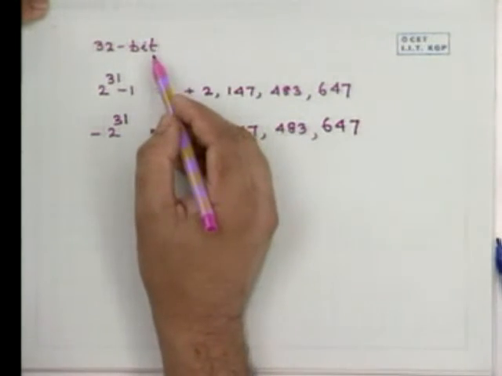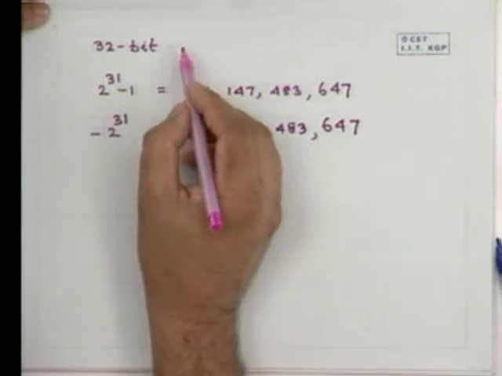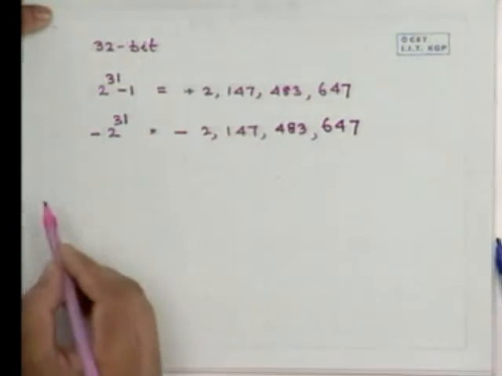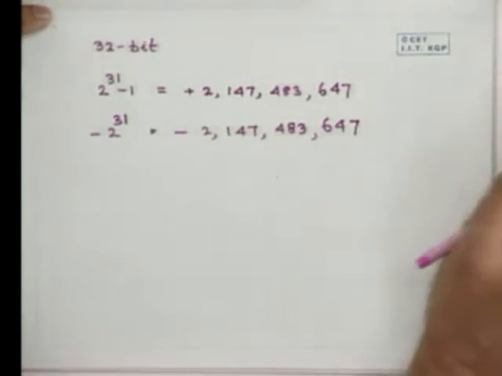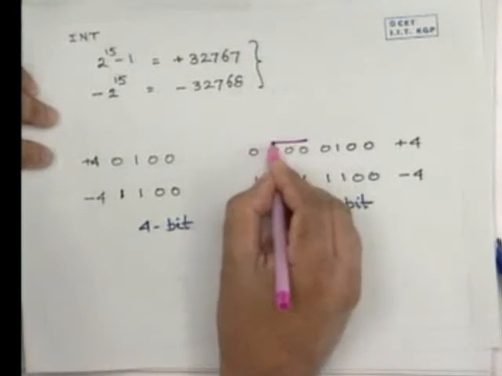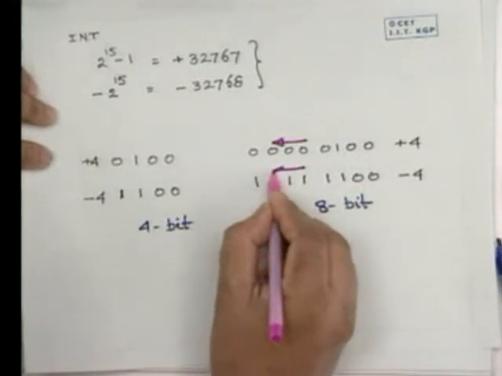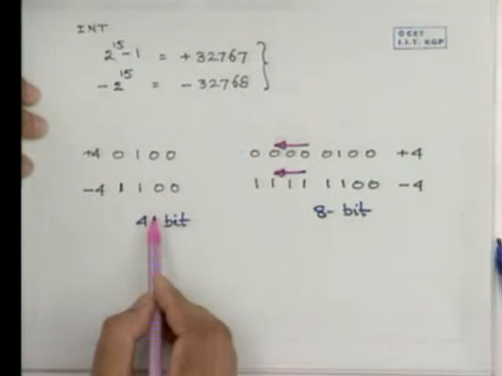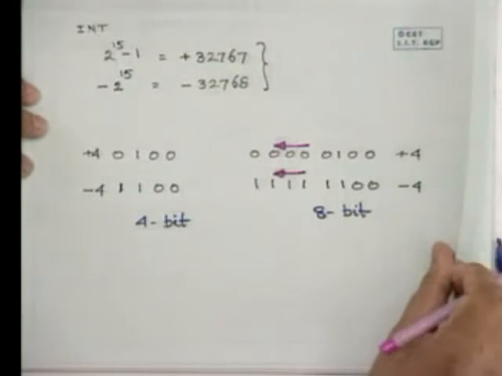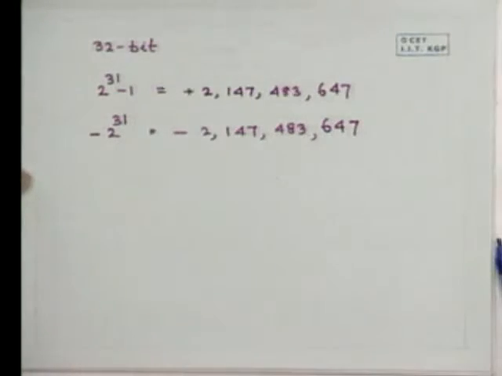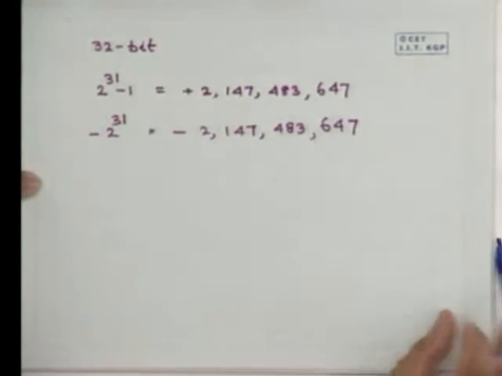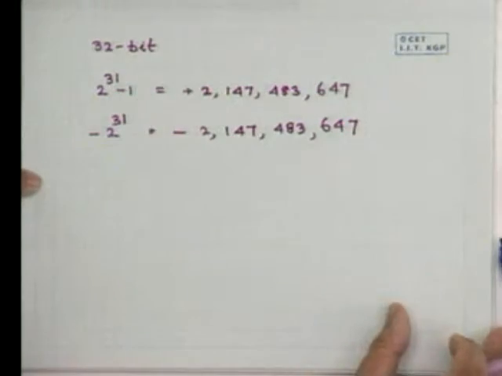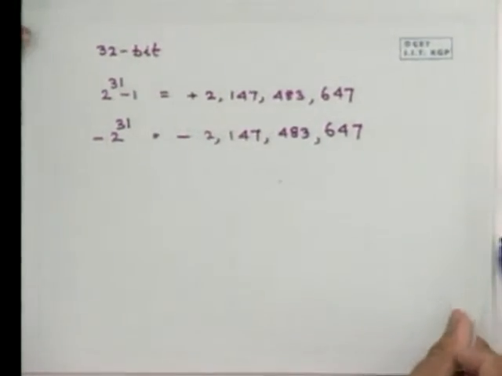Now, when we convert a 16-bit number to a 32-bit number, what we have to do is simply propagate the sign bit towards the left to fill up the rest of the positions, as we have done to convert a 4-bit number into an 8-bit number. That is what the computer does to fit a 16-bit number into a 32-bit number. Okay, that is so far as addition and subtraction are concerned.